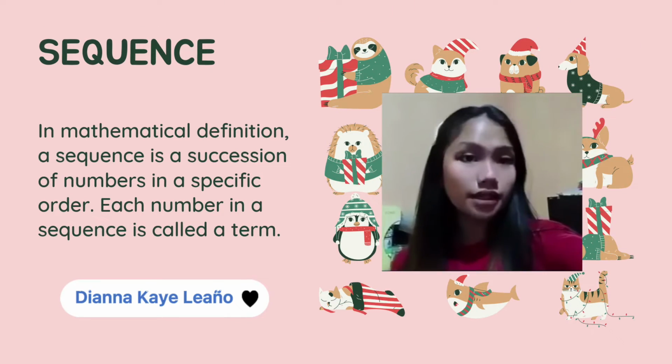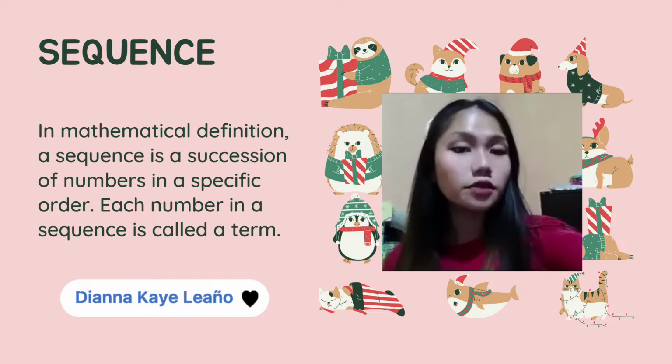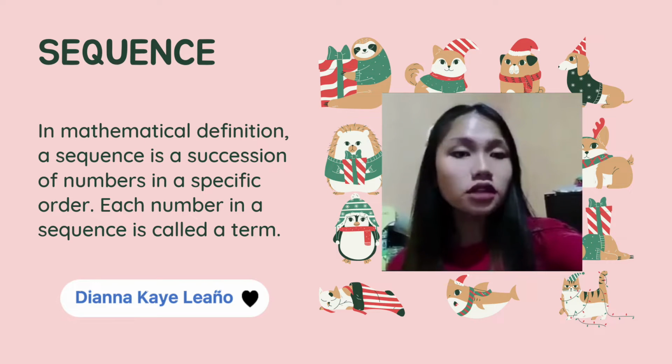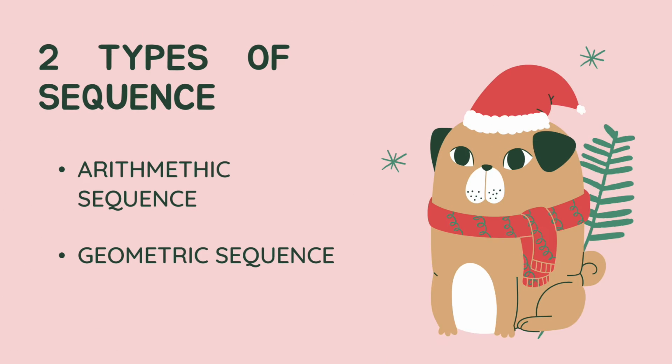Today, we are going to present to you the CV1 of the month of October, which is about sequence. A mathematical definition, a sequence is a succession of numbers in a specific order. Each number in the sequence is called a term. These are the examples of sequence. The two types of sequence are the arithmetic sequence and geometric sequence.